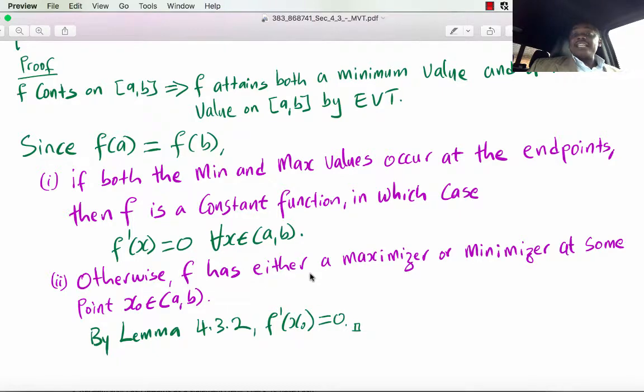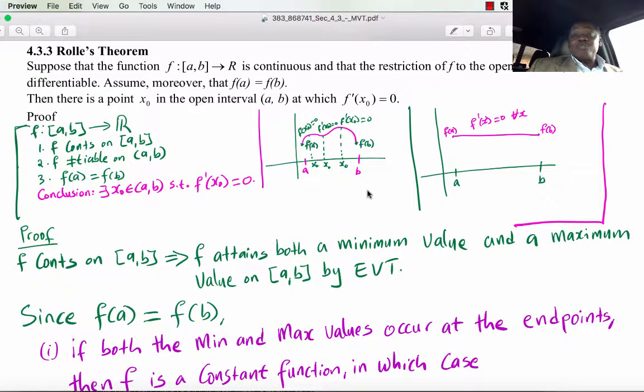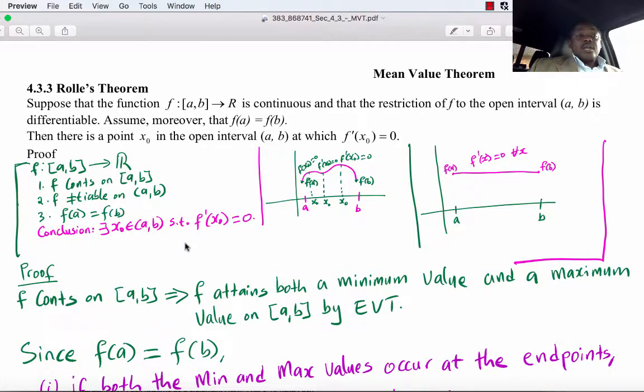Otherwise, f has either a maximizer or a minimizer at some point x₀. So it doesn't matter how you draw it, f is going to have a maximizer or a minimizer at some point x₀. And our lemma tells us the first derivative at that maximizer or minimizer would be 0. And therefore, we can conclude that Theorem 4.3.3, Rolle's theorem, is done. As easy as that.